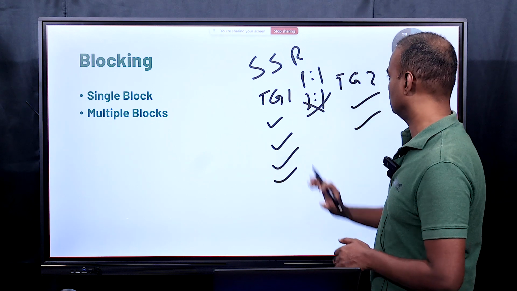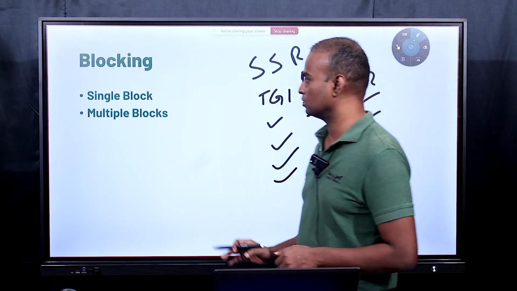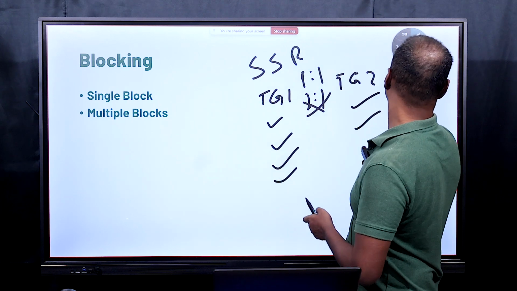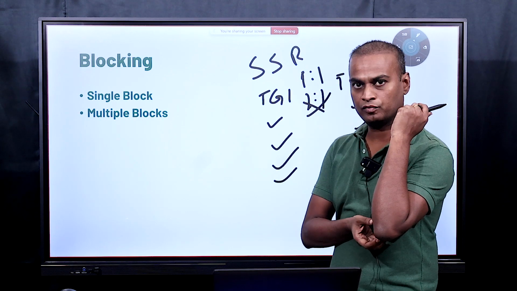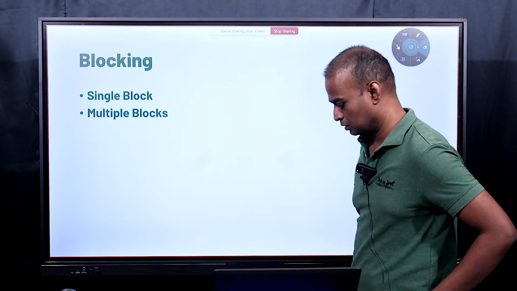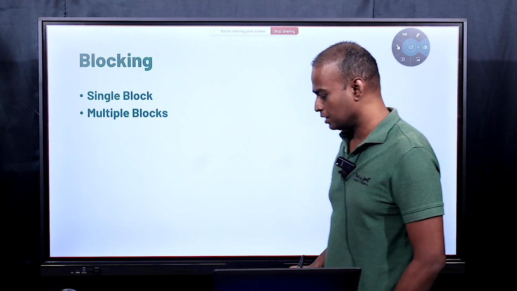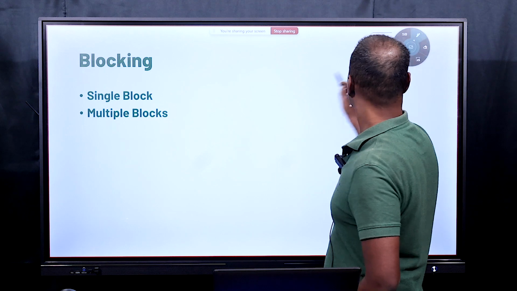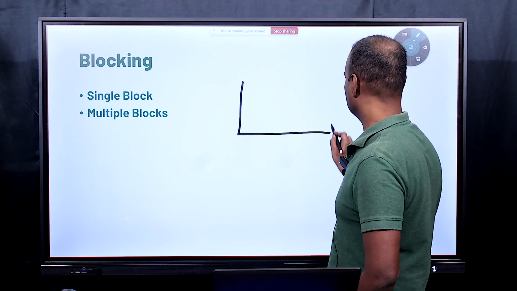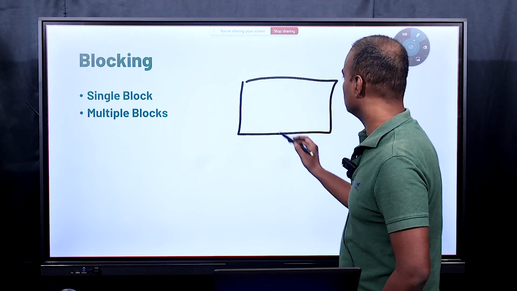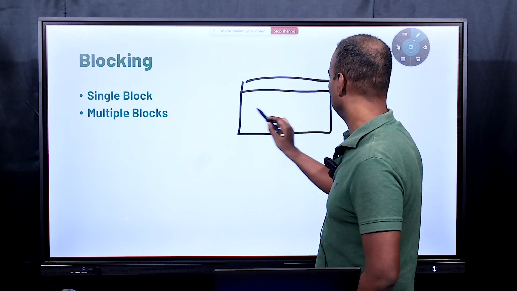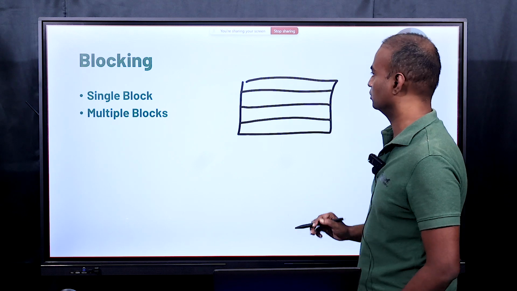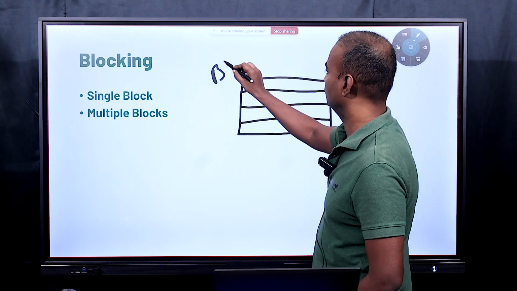To remove this, scientists have come up with the concept of blocking. So what is a block? We will look into it. What are the advantages of a block? We will look into it. Now take that I'm arranging the patients into a simple block. I'm taking a block. Okay, this is one block. This block has 4 entries: 1, 2, 3, 4. Okay, this is a block.